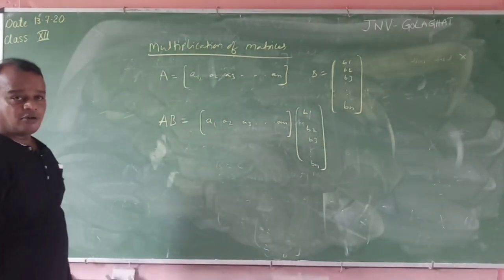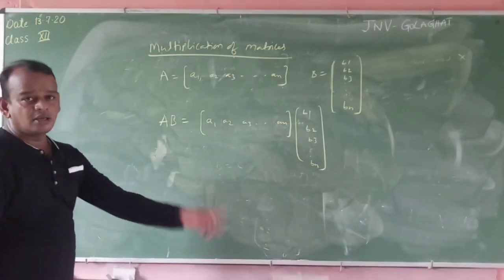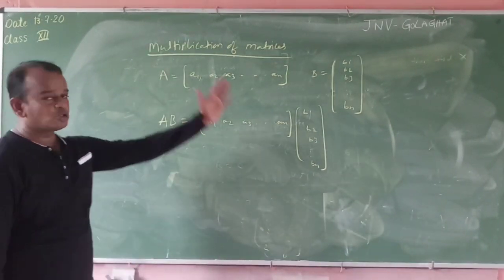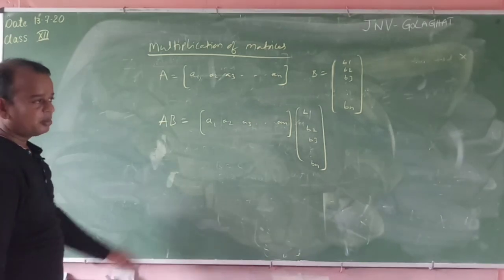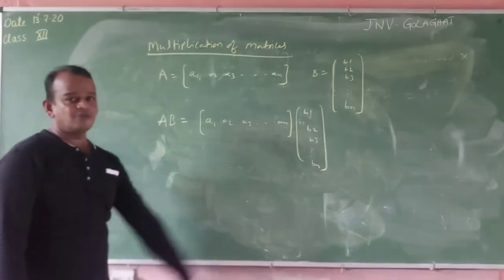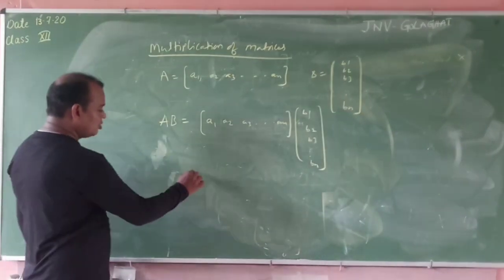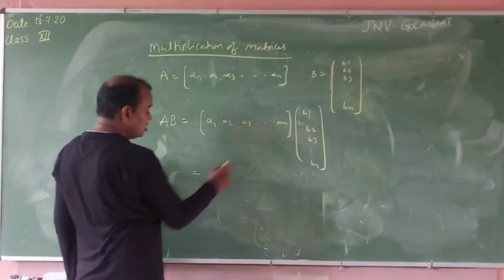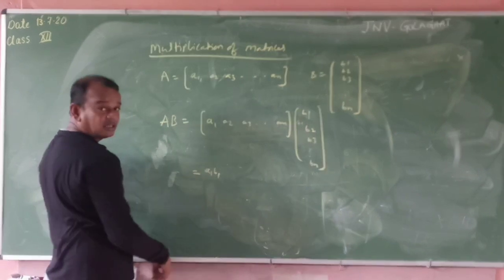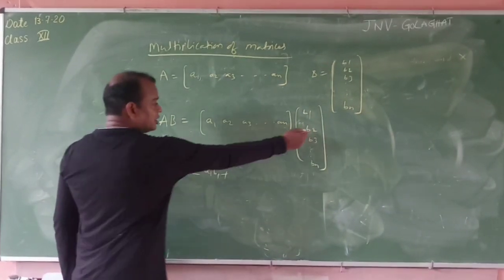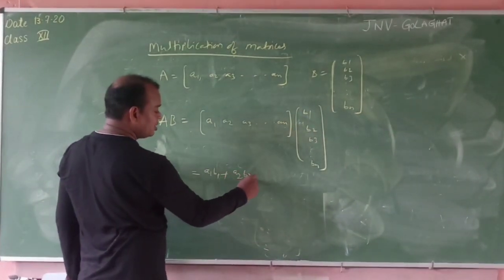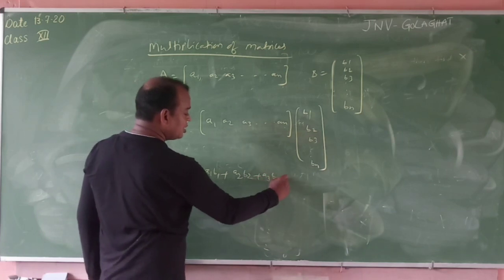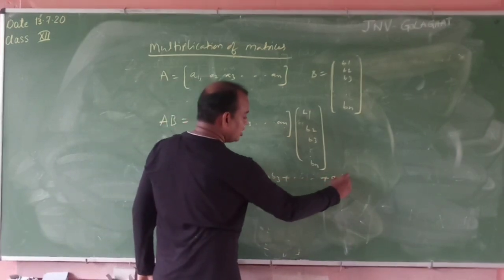The multiplication is followed by row by column. The row multiplier is the pre-multiplier, and the column multiplier is the post-multiplier. Now, how to multiply? This is A1, B1. After that, you write the plus. Next, A2, B2, the second element, plus A3, B3, plus so on, plus An, Bn.